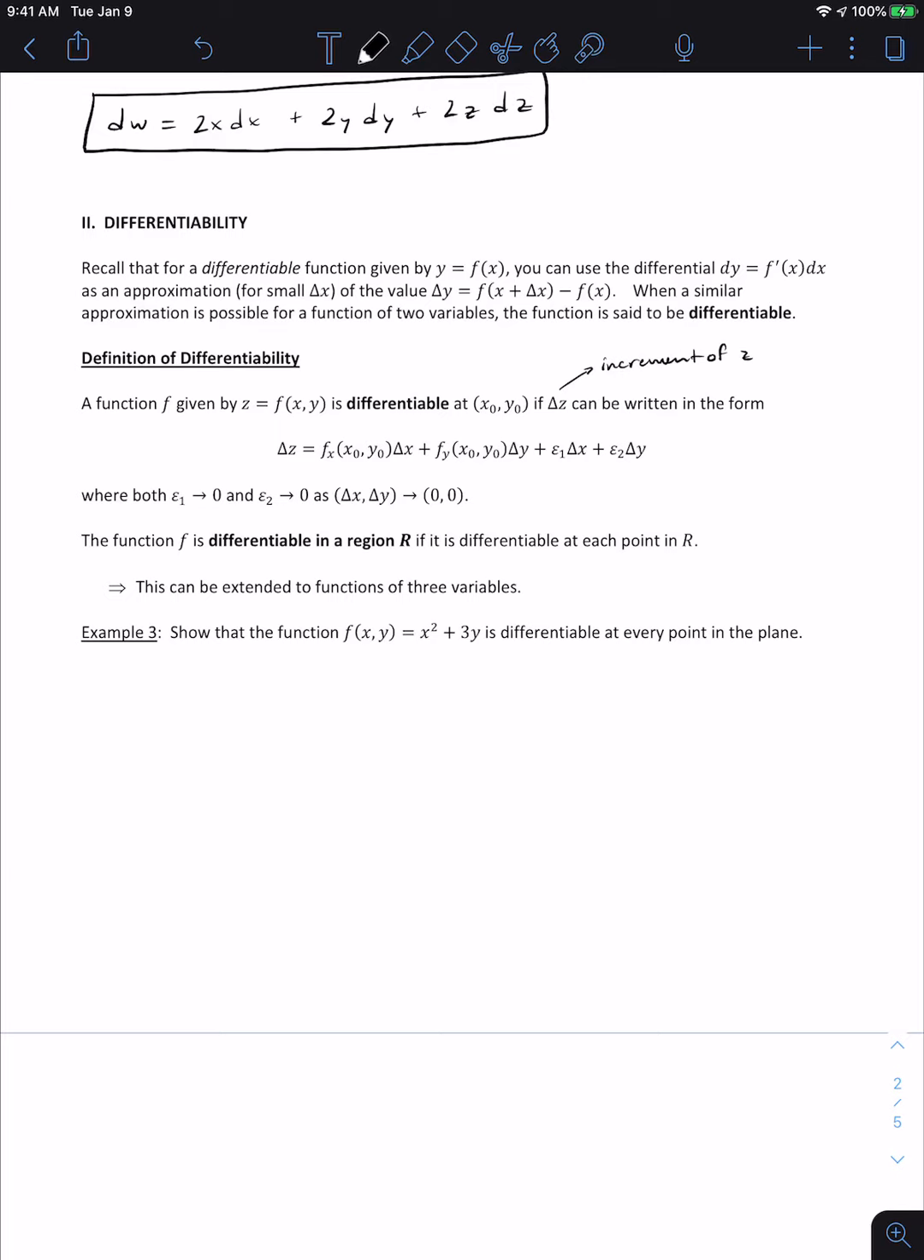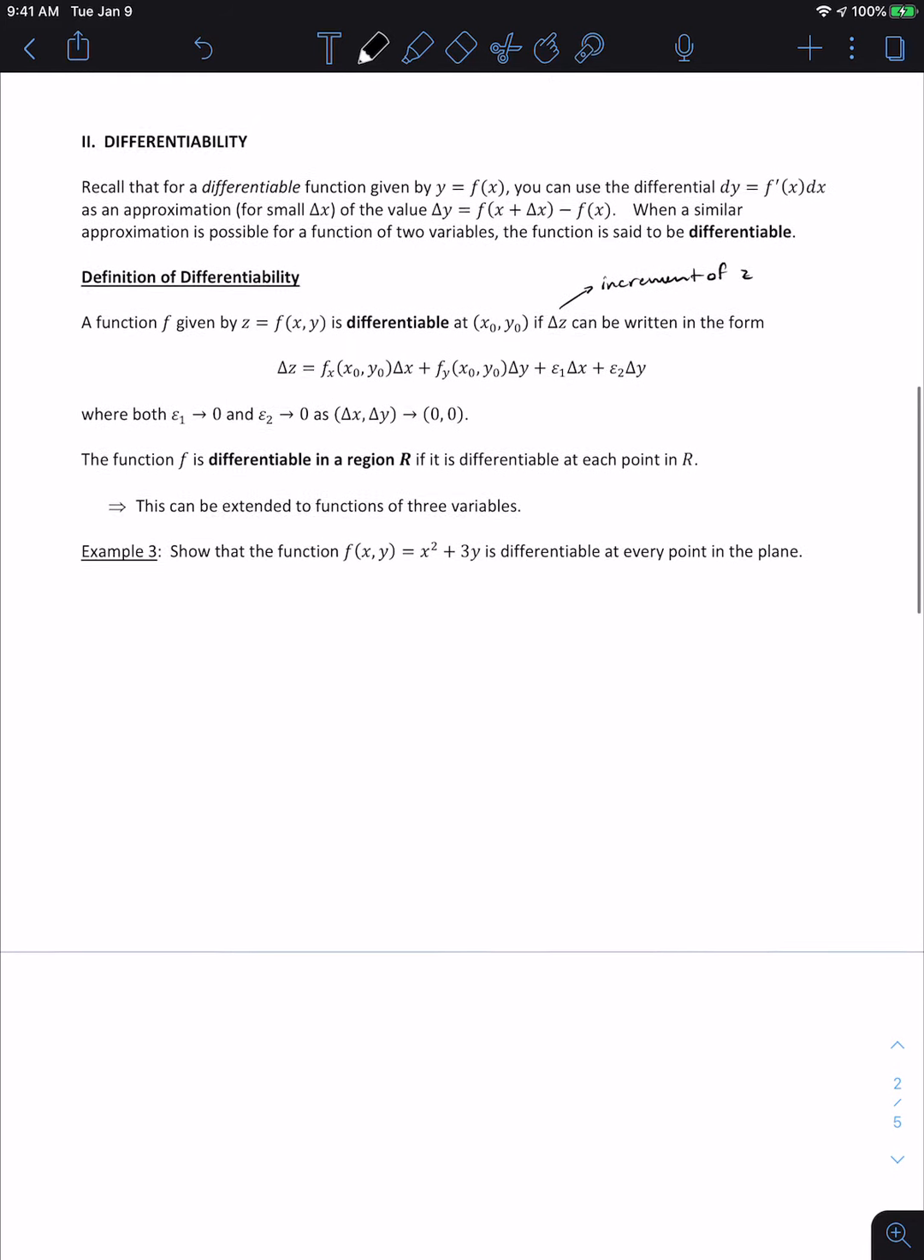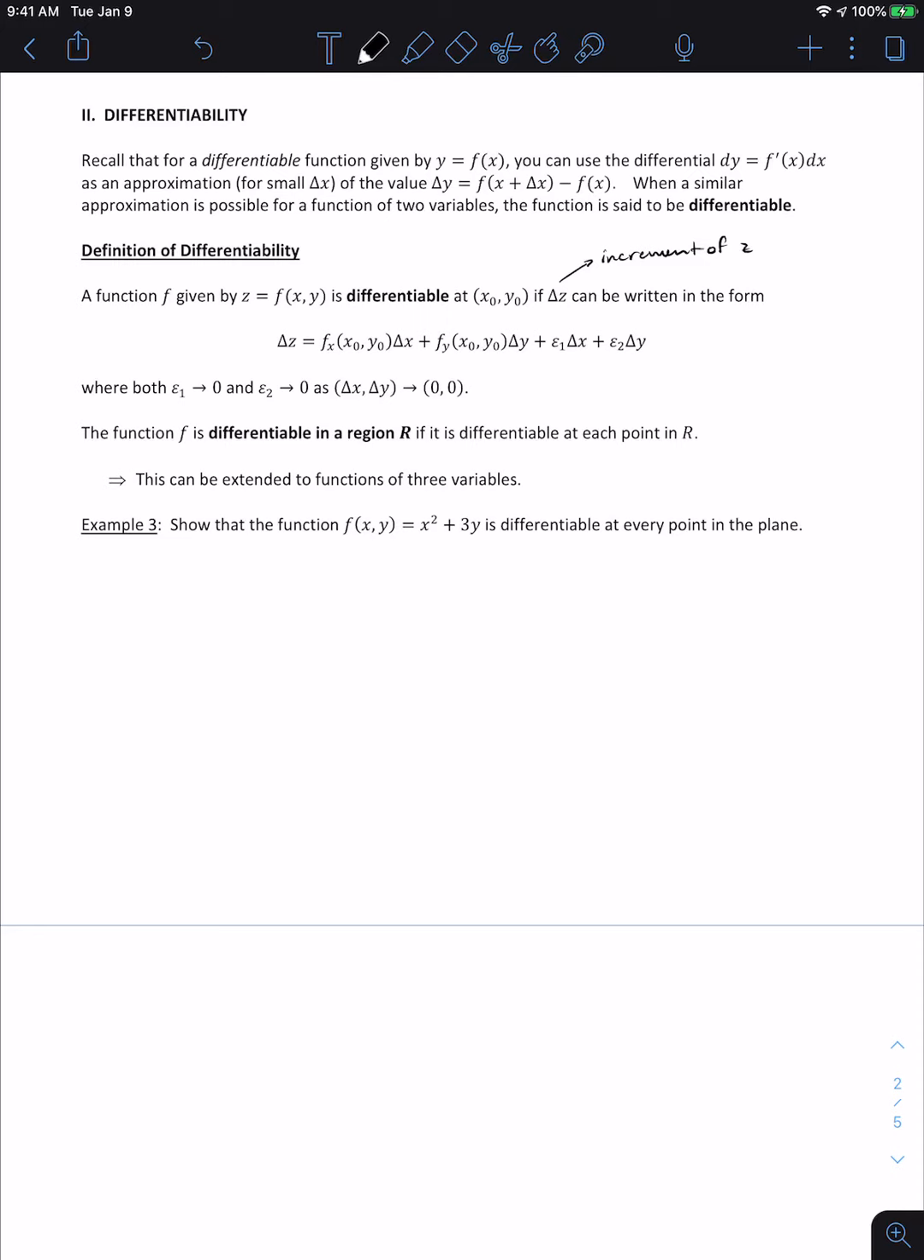And the function is differentiable in a region if it's differentiable at each point in our region R. Same idea as extending from differentiable at a certain x value to an interval; now we're going from a point to a disk or a region. As always, this can be extended to functions of 3 variables, just as we extended from 1 variable to 2 variables. We just have a z, a partial with respect to z, and we'd have an epsilon 3 and a z. We'll just look at the case of 2 variables.